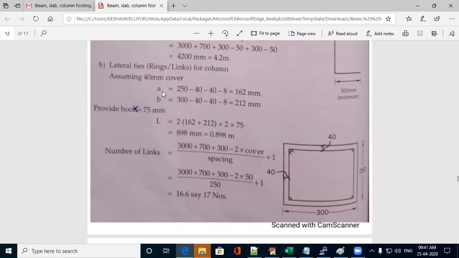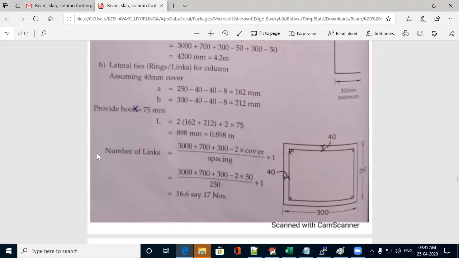Anyhow, you need to calculate the lengths of A and B. To find A, you know that it is 250 minus 2 covers minus 8 by 2 minus 8 by 2, that is, minus 8. If you work out, you will get 162 mm. Similarly, in the other direction, B will be given by its length minus 2 times the cover minus 8 by 2 minus 8 by 2. It comes to 212 mm. So when you substitute everything, the length of each stirrup will be 0.898 meters.